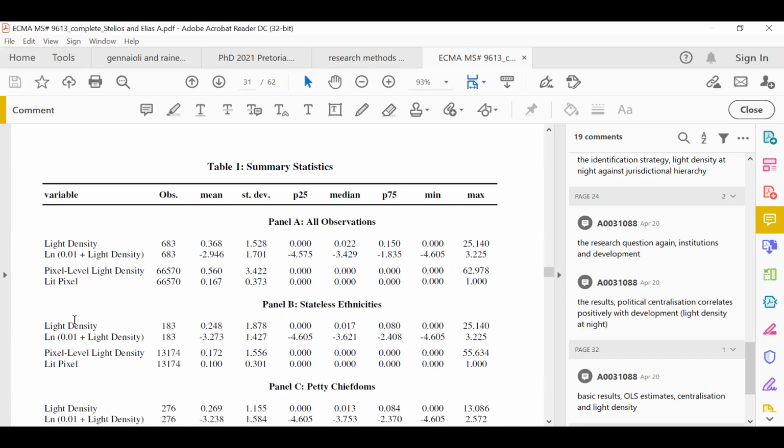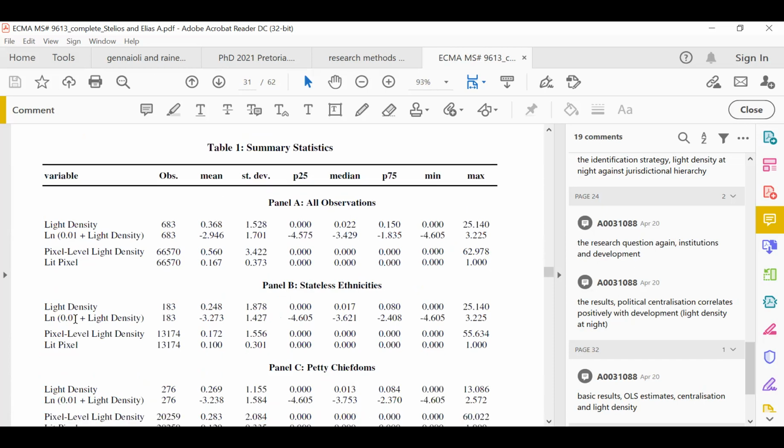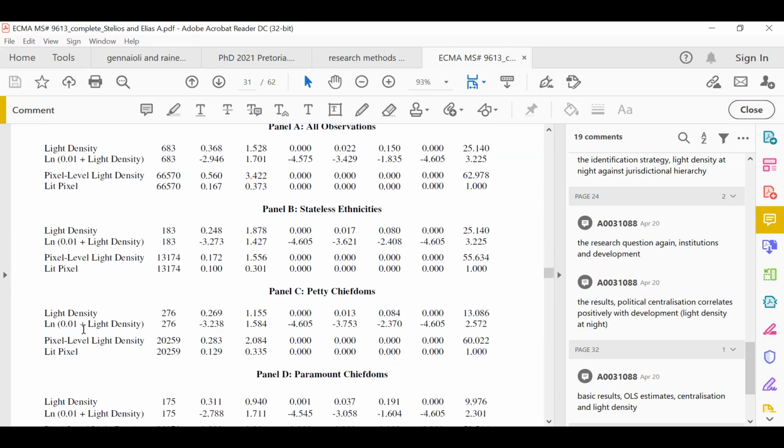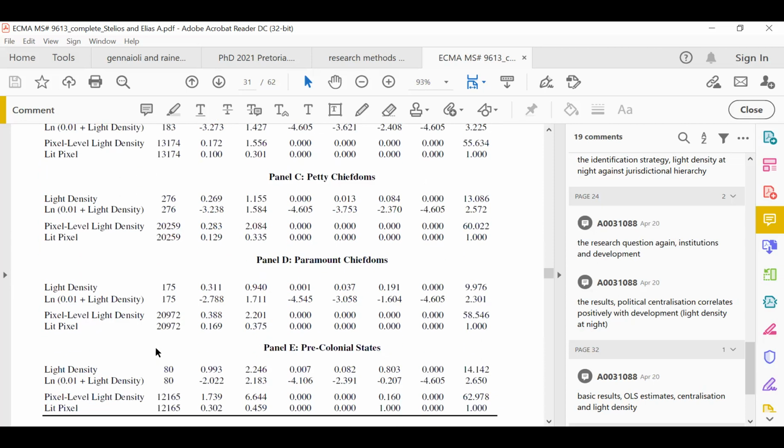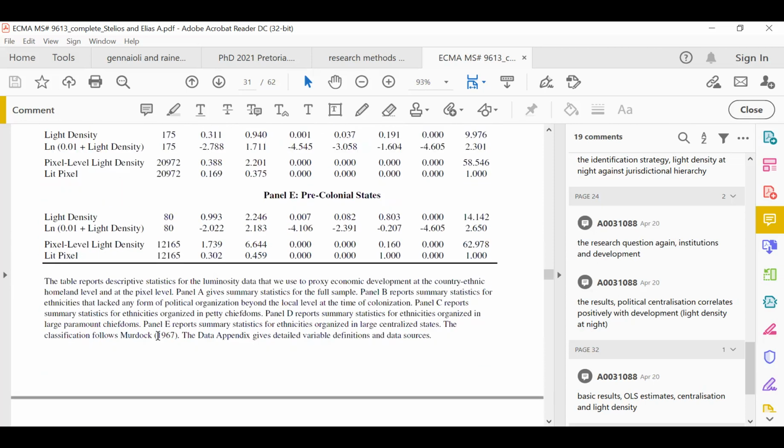Let's see summary stats. I'm not really interested in the summary stats, but they report summary stats or the descriptives. You have to do the same in your paper, right? Number of observations, the mean, the standard deviation, and the quintiles, minimum, maximum of values. So you have to do the same when you write your own paper, your own dissertation or your own research proposal, whatever.